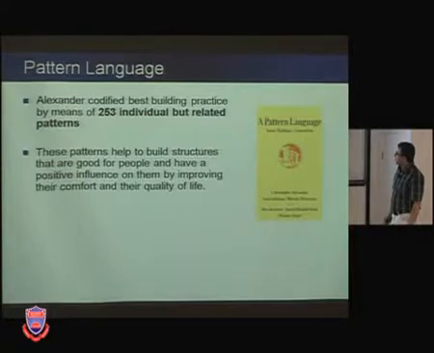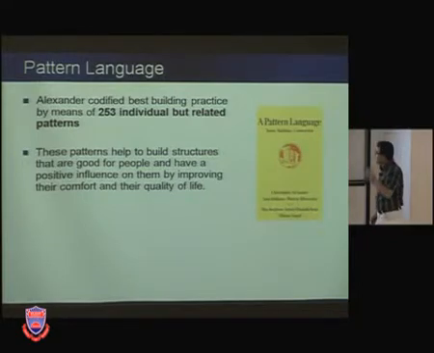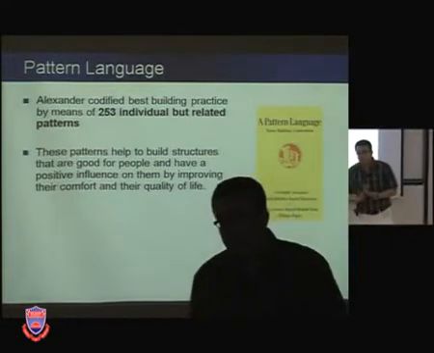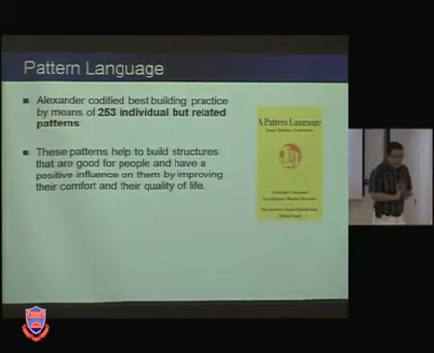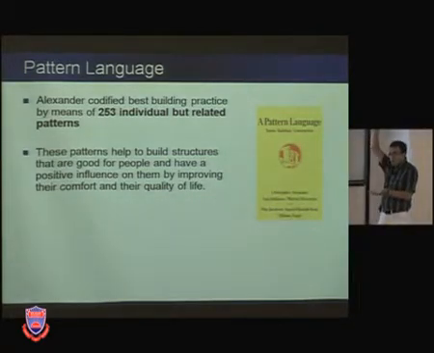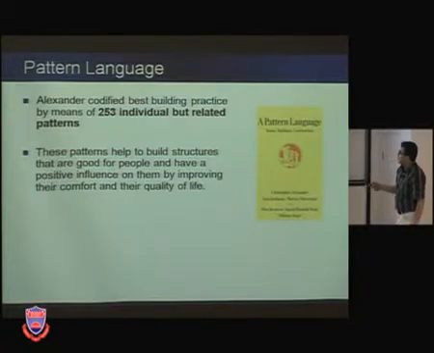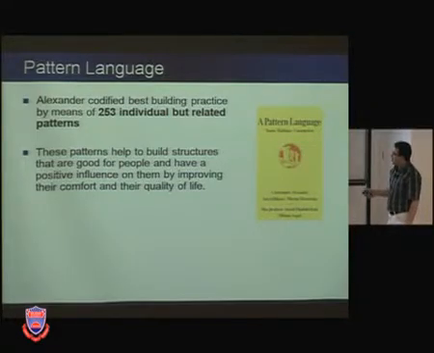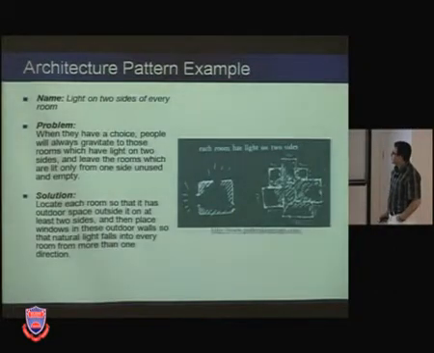If we look back at Christopher Alexander about buildings, he talks about a pattern language because in this book he describes 253 individual but related patterns. It's a pattern language because he starts to define actually the whole world from the very abstract level to the very low level. These patterns help to build structures that are good for people and have a positive influence on them by improving their comfort and their quality of life.